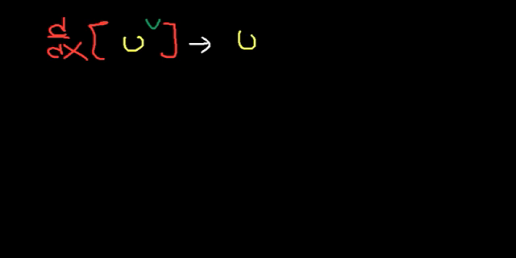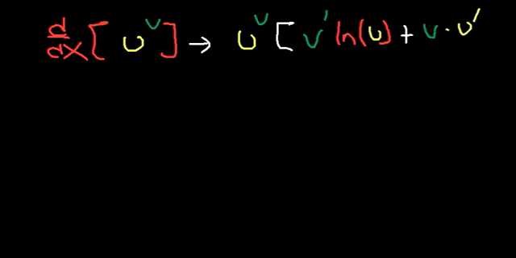Now there's an equation that you can use for these problems. So let's say if you want to differentiate, let me color code it, u raised to the v. So it's going to be the same thing, u to the v, and then times v prime. Let me fix that. v prime times ln u plus v times u prime over u.